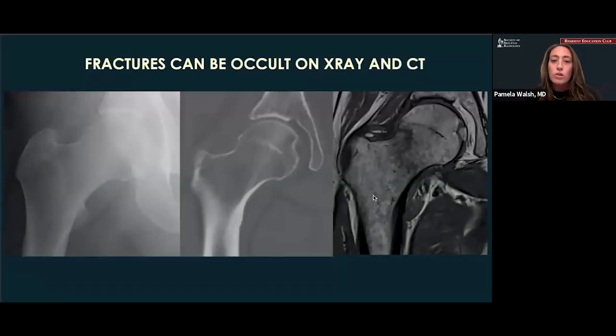And then also to note, cross-sectional imaging is certainly appropriate in some scenarios, and there are some fractures that are just occult. Here we can't see it on X-ray, we don't see it on CT, but when the patient had an MRI, this is our T1 image, we can see this hypointense line going through the femoral neck. So there are times when CT and MRI are going to be warranted for the workup of these fractures.